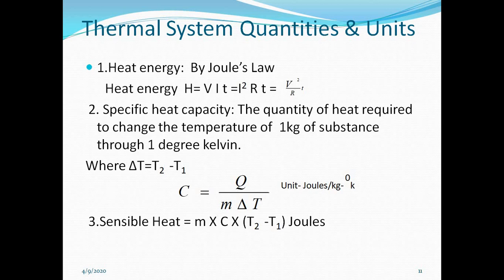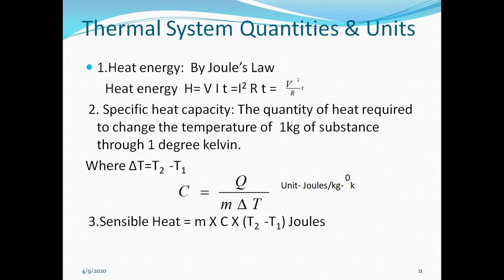So by the Joule's law, now the current is flowing through a certain material for a certain time and some voltage is applied. So what is the heat energy? Heat energy is equal to V into I into T. In terms of current, it is I square RT. In terms of voltage, it is V square upon R into T.